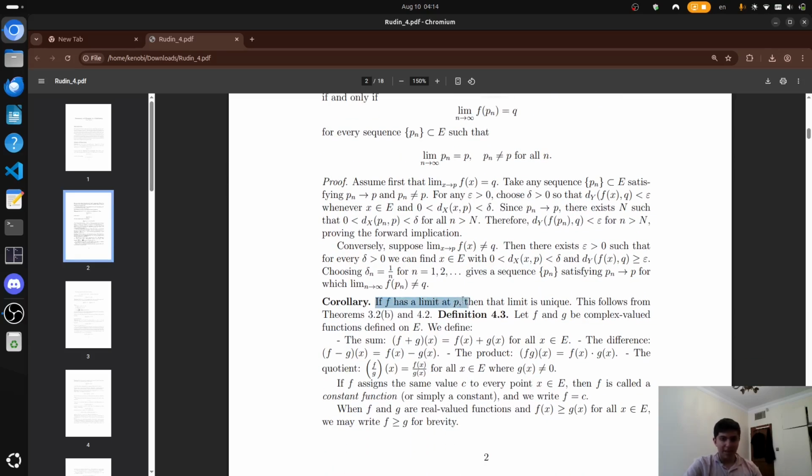If f has a limit at p, then that limit is unique. That follows from theorem 3.2b and 4.2. Because in chapter 3 we showed that each limit point is unique. Let me just read the theorem from chapter 3 just as a refresher.